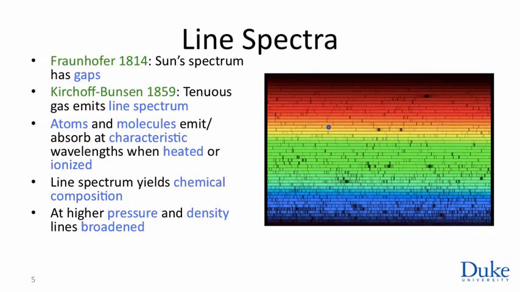And a few years later, Kirchhoff and Bunsen discover that if you heat a tenuous gas, a gas under low pressure and very low density, then the gas will glow if you either heat it by burning or ionize it by passing a current through it. When the gas is sufficiently tenuous, the light that it glows with is actually not a black body spectrum, but only discrete spectral lines.